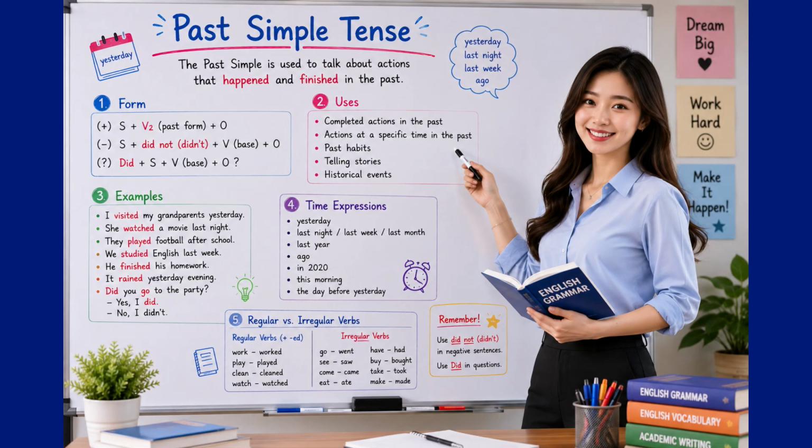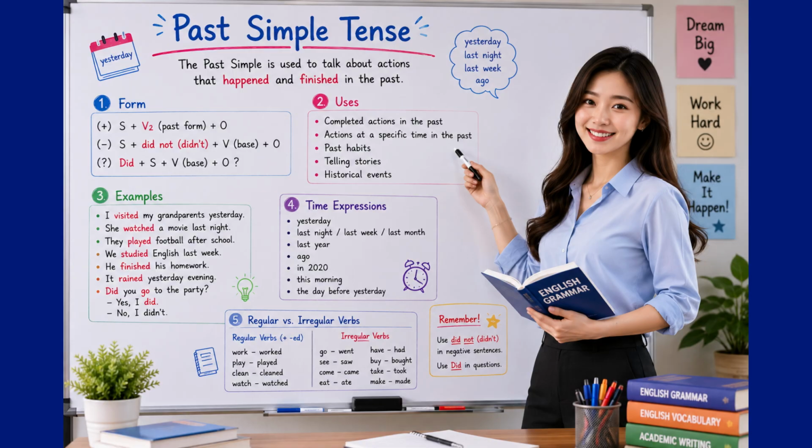Regular verbs. Regular verbs form the past tense by adding ed. Examples: base verb, work. Past form, worked. Base verb, play. Past form, played. Base verb, watch. Past form, watched. Base verb, clean. Past form, cleaned. Base verb, visit. Past form, visited. Base verb, talk. Past form, talked. Base verb, walk. Past form, walked.